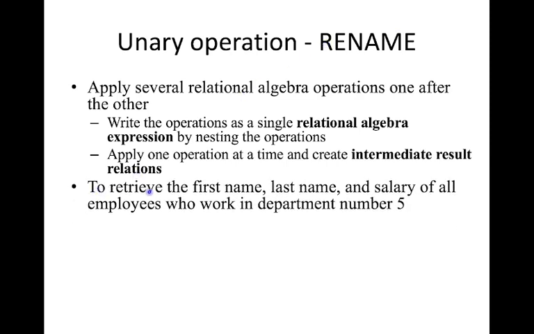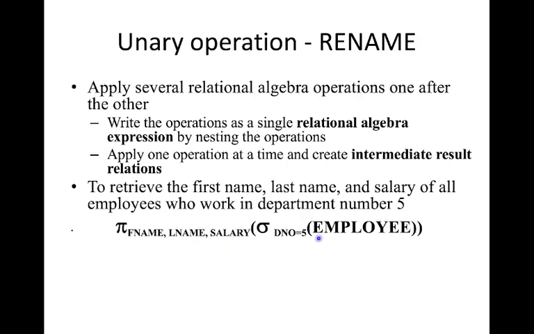For example, if we want to retrieve the first name, last name and salary of all employees who work in department number 5, so you want to retrieve all this information. So there is a project operation and a select operation. So there are two operations here, which should be applied one after the other. We can apply any operation in any order, but we will apply the select operation first. We have to select department number 5 from employee, and we have to project only the first name, last name and salary of those employees. So there are two operations. So that is what we have written here.